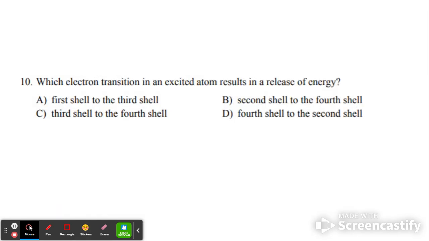Question 10. Which electron transition in an excited atom results in a release of energy? So in order for energy to be released, the transition must be from a higher energy state to a lower energy state. So the only answer choice that is consistent with this description is choice D, because it's going from the fourth to the second shell, whereas in the other choices, it's going from a lower shell to a higher shell. Thus the answer for question 10 is D.